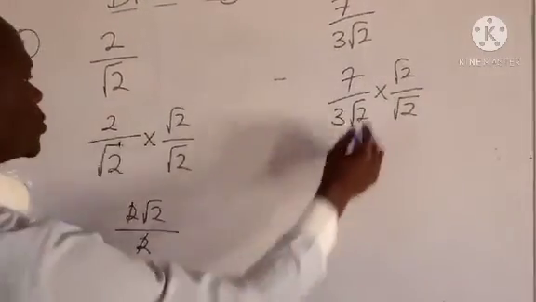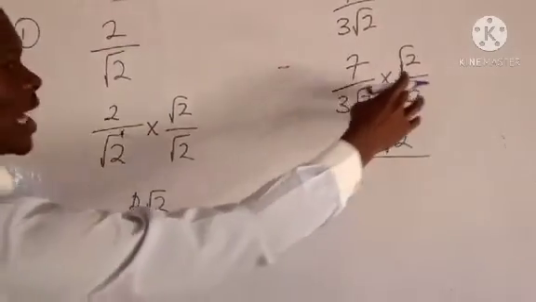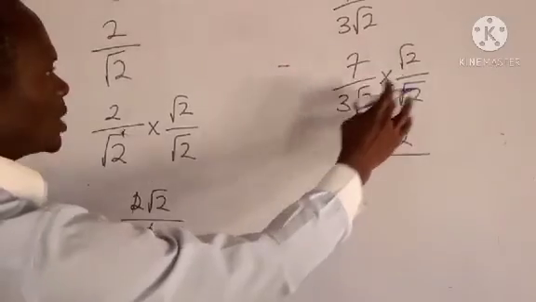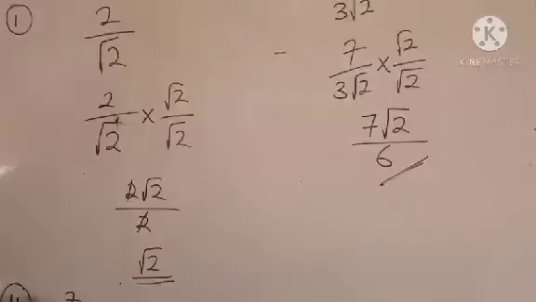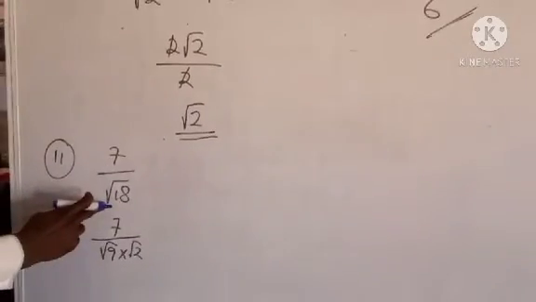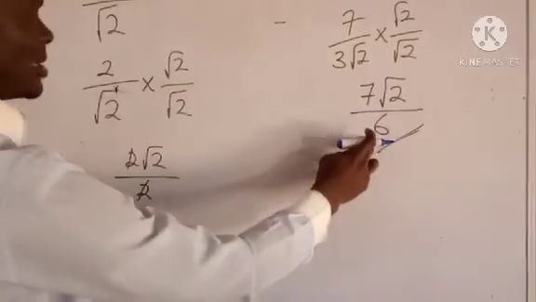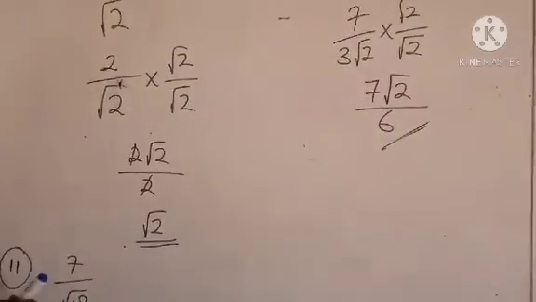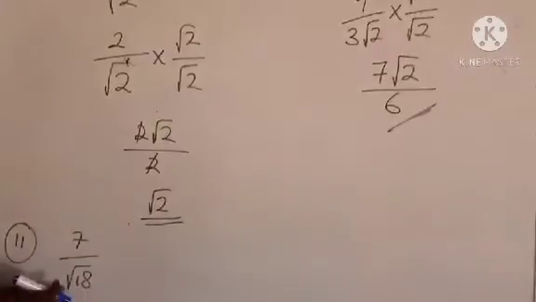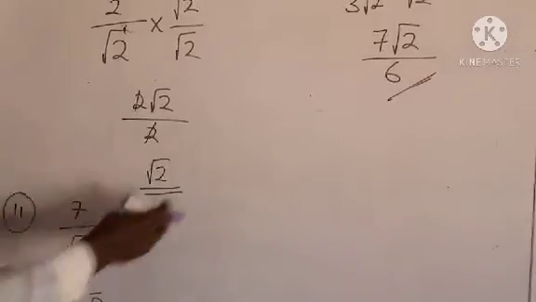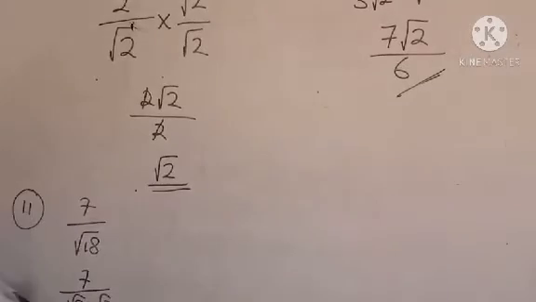So 7 times root 2 gives 7 root 2, and 3 root 2 times root 2, remember root 2 times root 2 gives 2, times 3, 6. So when 7 over root 18 is simplified, you have 7 root 2 over 6. Again, the rule for rationalizing: you do not want the denominator to be a surd. From the beginning, the denominator is a surd, but after rationalizing, the denominator is no longer a surd.